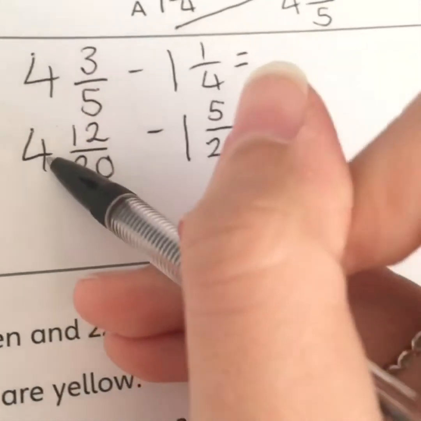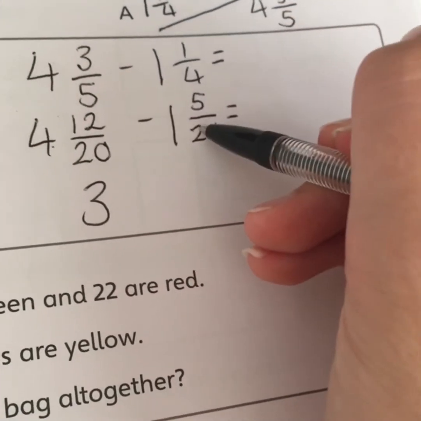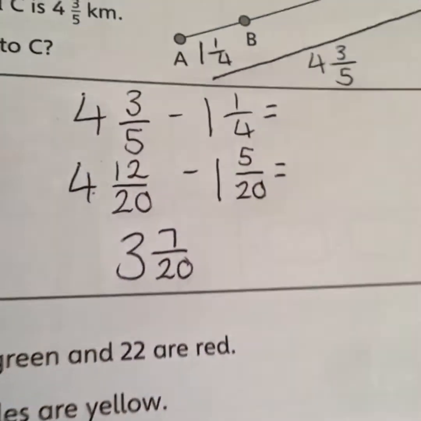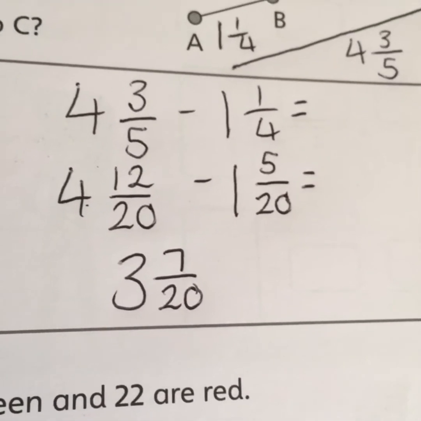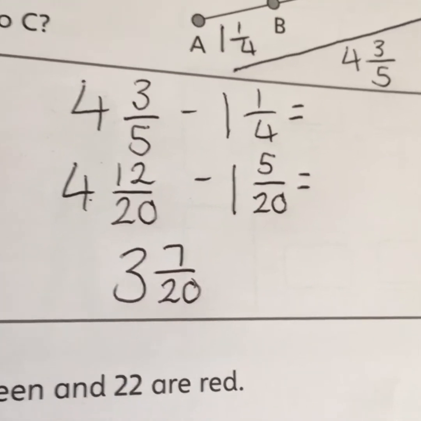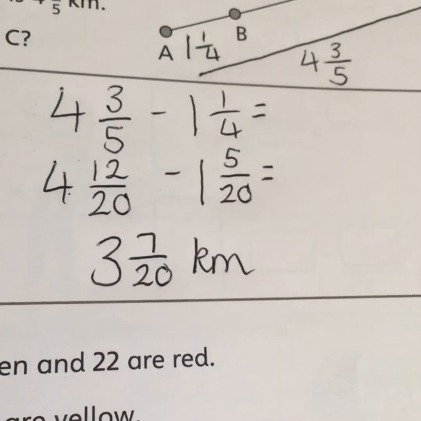Okay, 4 wholes take away 1 whole would be 3 wholes. 12/20 take away 5/20 would be 7/20. Can I simplify that? No, because 7 is a prime number and 20 is not divisible by 7. So there's my answer. Oh, as long as I've put in my units. Give yourself a mark if you've got it right.